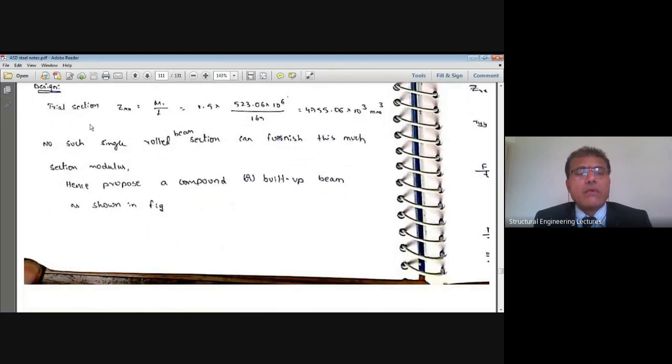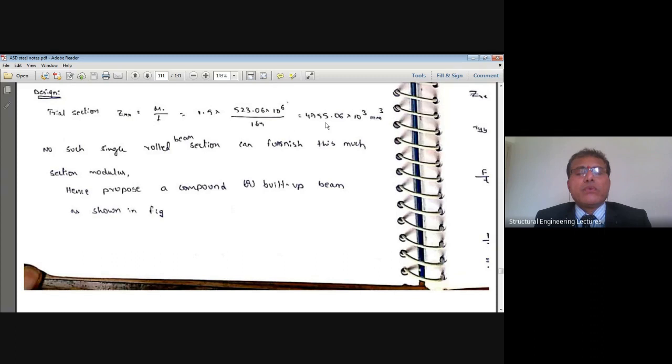Once I conclude the analysis, then I'll go with the design. Now I'll start the design. What is the trial section? First, I calculate the section modulus required. Zx is equal to M divided by f, right? However, for the trial section, I'll increase the section modulus by 50%. Therefore, 1.5 multiplied by M, 523.06 multiplied by 10 to the power 6 divided by FCD, the permissible bending compressive or tensile stress, 165. It now works out to 4755 into 10 to the power 3 mm cube approximately.